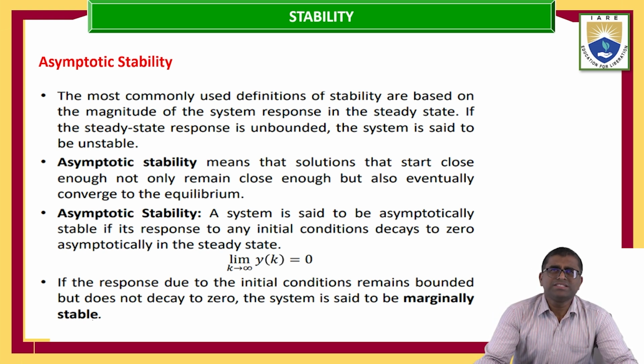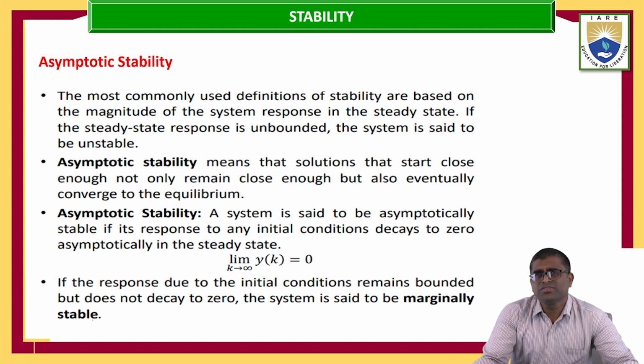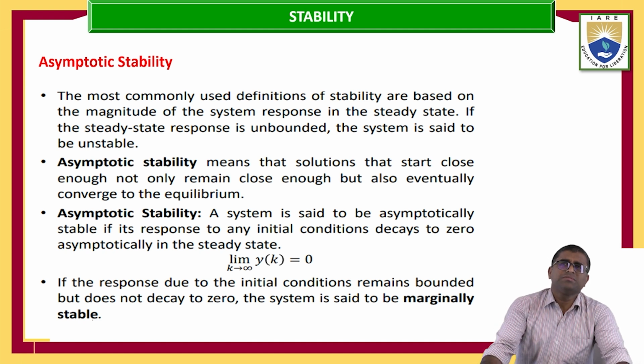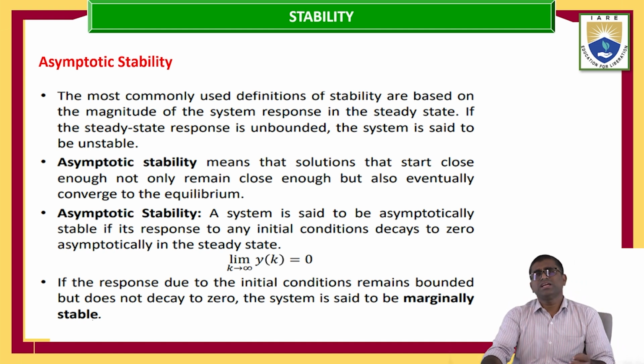For the definition of asymptotic stability, a system is said to be asymptotically stable if its response to any initial conditions decays to 0. That is considered a stable condition. If the response due to the initial conditions remains bounded but does not decay to 0, it is called marginally stable.